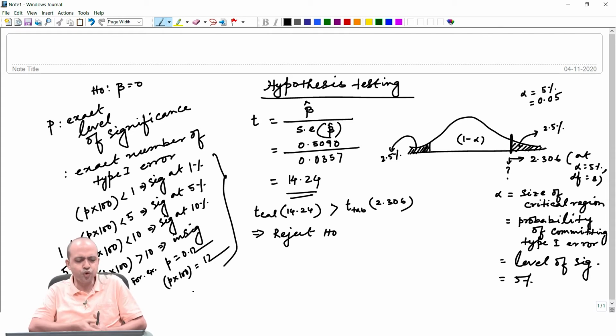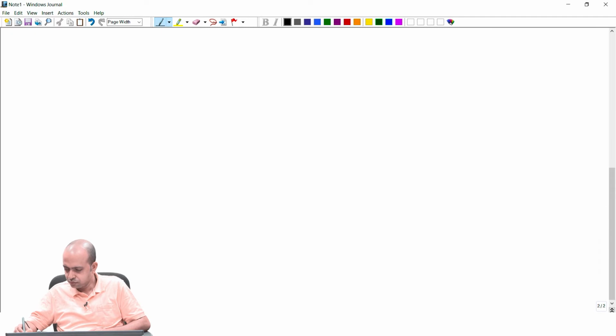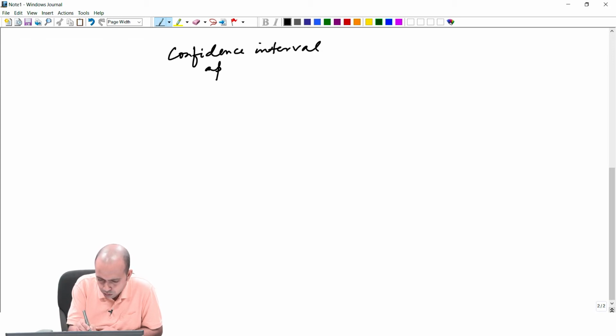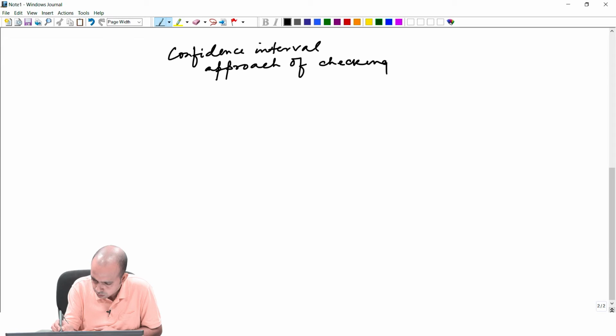But there is an alternative way of checking the significance of the variable, that is called the interval approach, confidence interval approach. So, confidence interval approach of checking the significance.